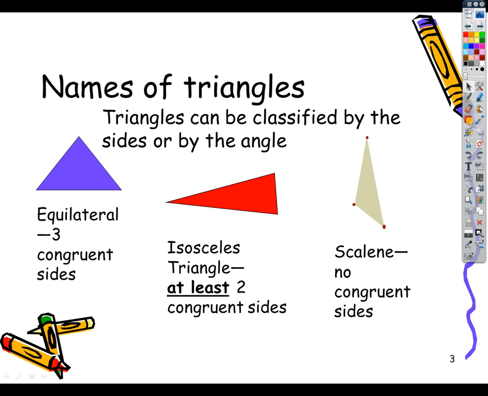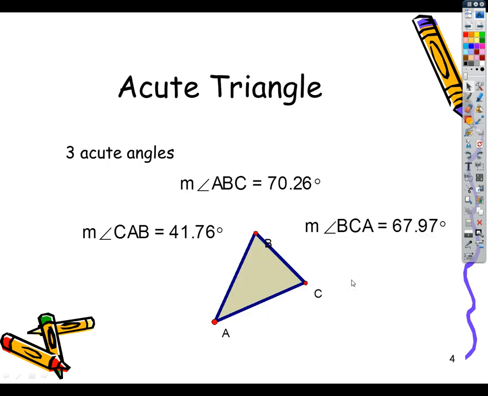Okay? And then scalene just means nothing's the same. None of the sides are the same. So 3 different sides. Okay? Questions on that? All right. An acute triangle. Okay? An acute triangle just means, as you would expect, because we've talked about acute angles, all of the angles are acute. Any triangle where all the angles are acute is an acute triangle.